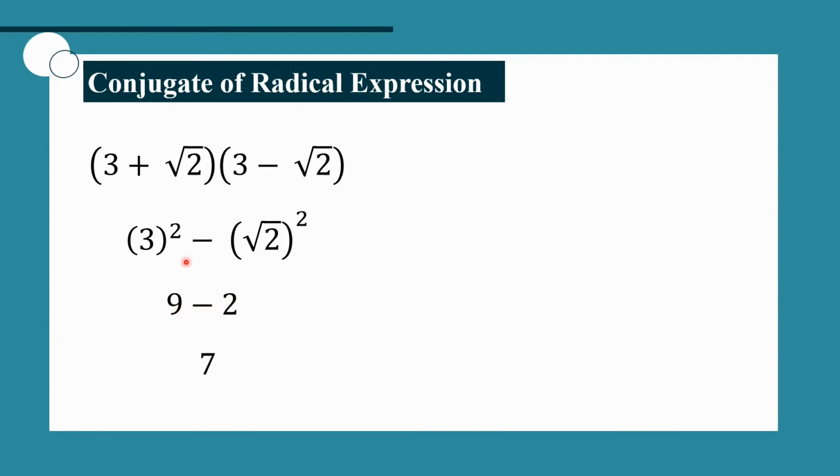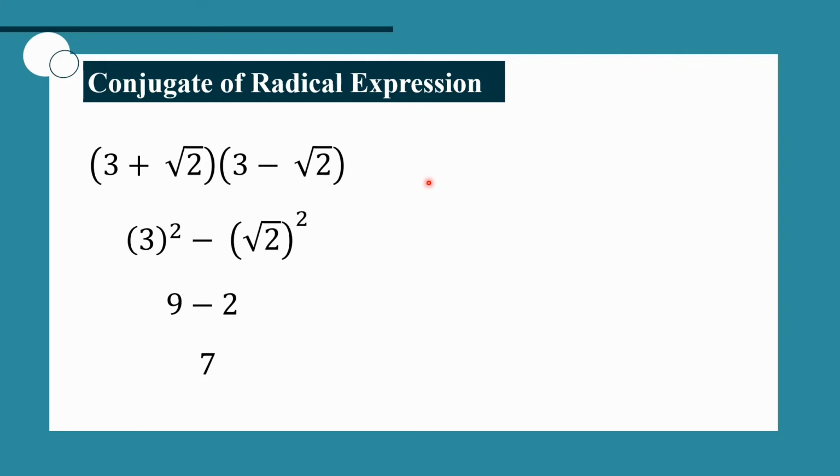So, when we multiply them, our radical disappears. That is the reason why the conjugate of the radical expression is needed in simplifying expressions with a binomial radical expression.